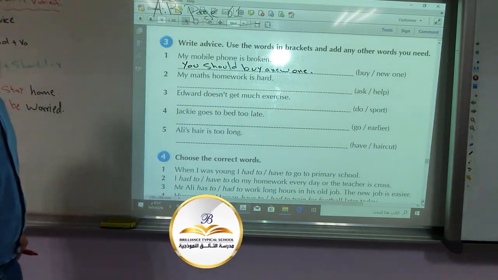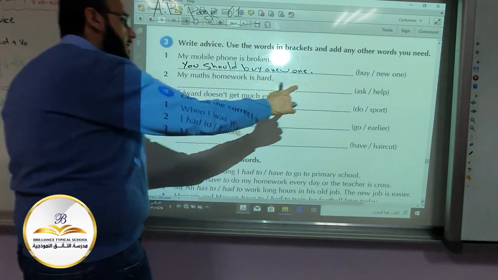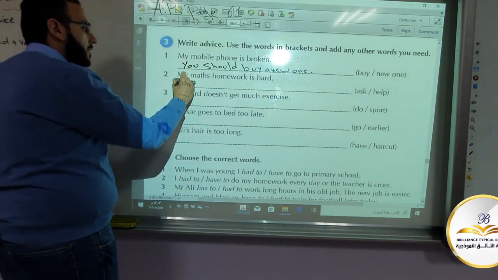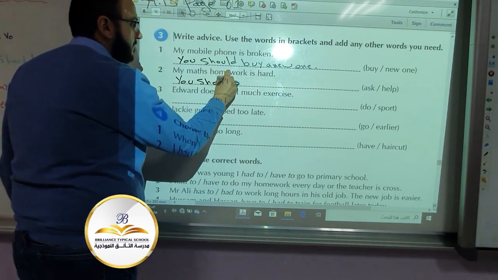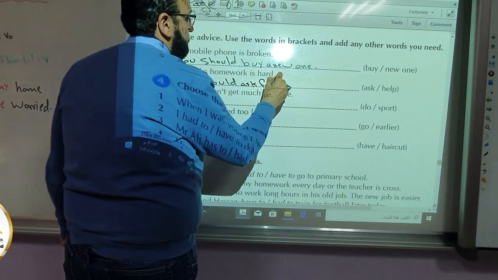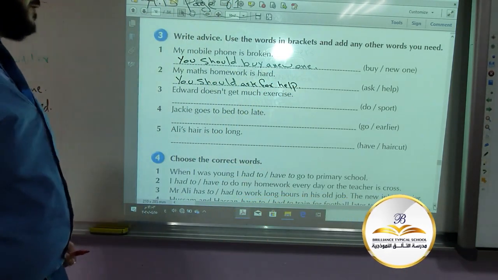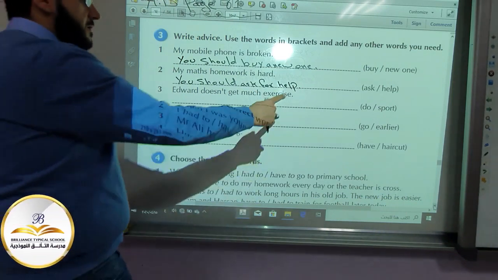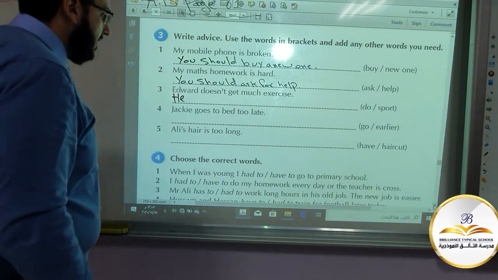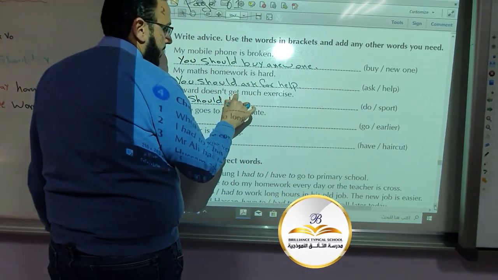Okay, 2. My math homework is hard. Look in the brackets, we have ask help. So I'm going to make advice. You should ask for help. Edward doesn't get much exercise. In the brackets, do sport. We are talking about Edward. He should do sport.